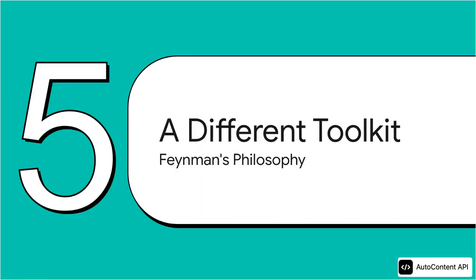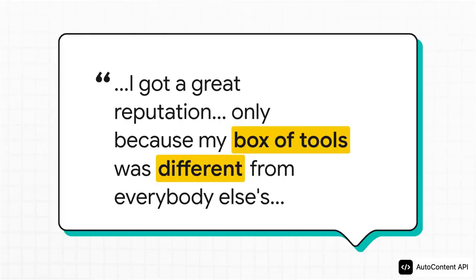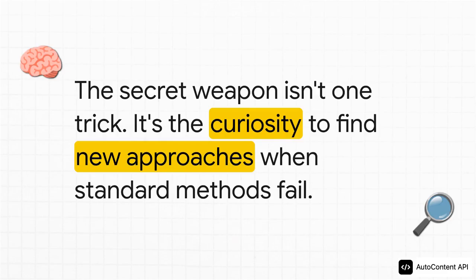So after all this math, what's the real lesson? Let's bring it all the way back to where we started, with Richard Feynman himself. He said he got this incredible reputation not because he was necessarily smarter, but because his box of tools was different. Everyone else was hammering away with the same wrenches they learned in school. Feynman showed up with something completely new. And that is the ultimate takeaway.